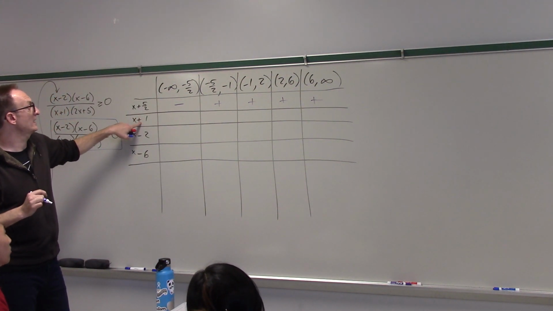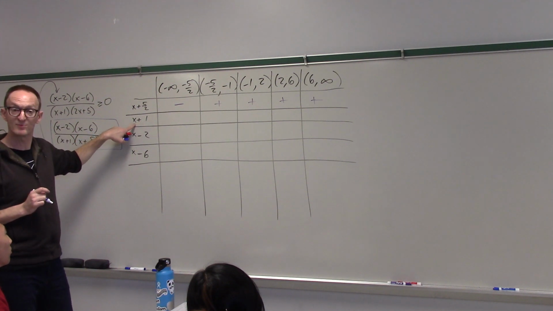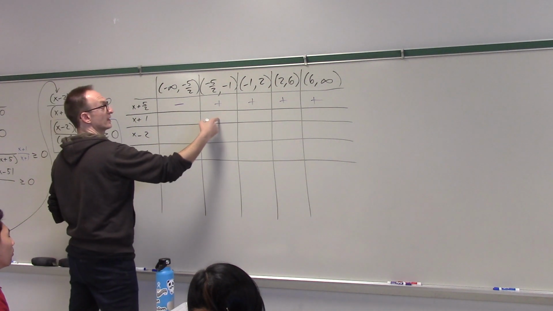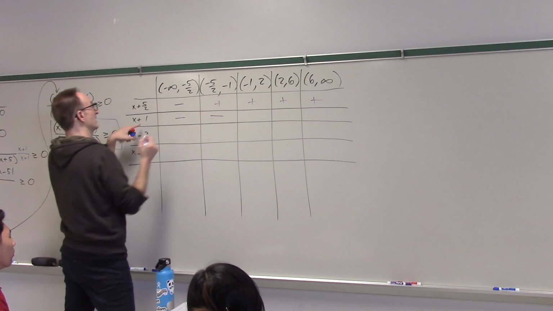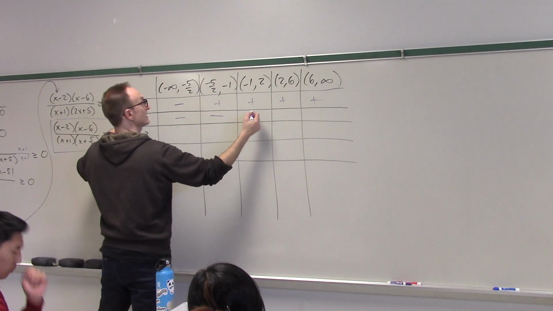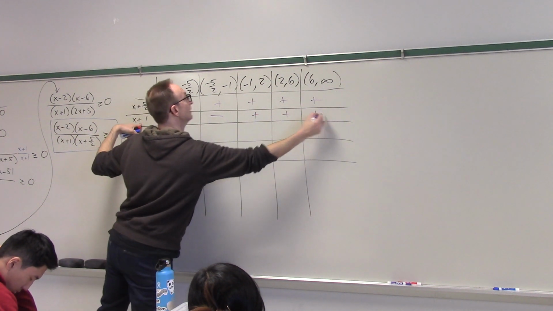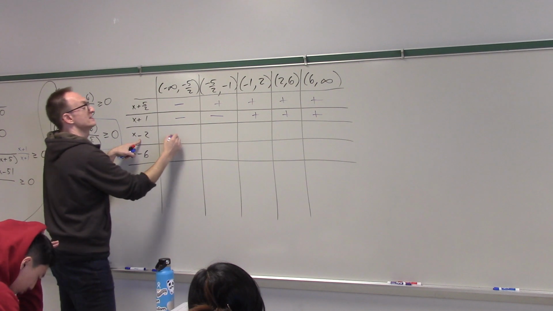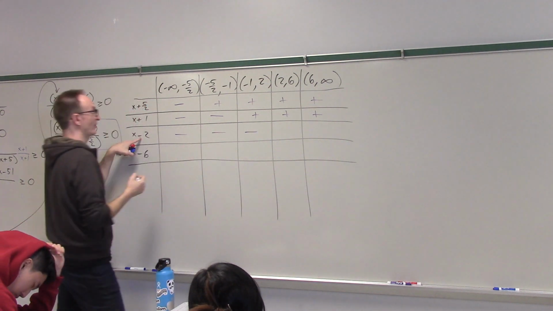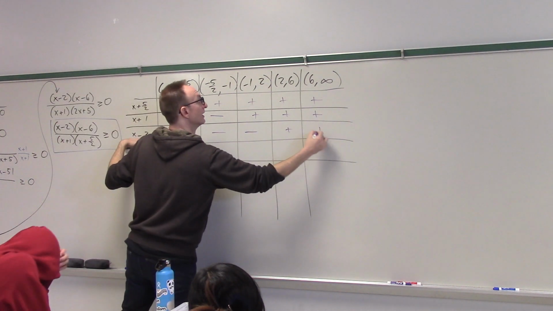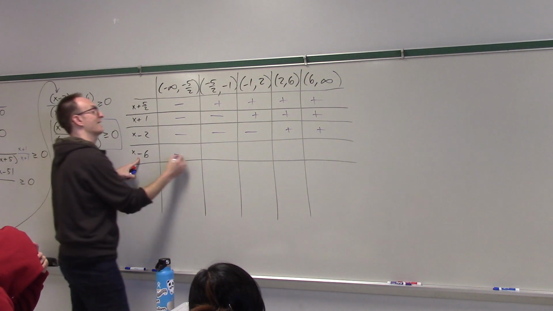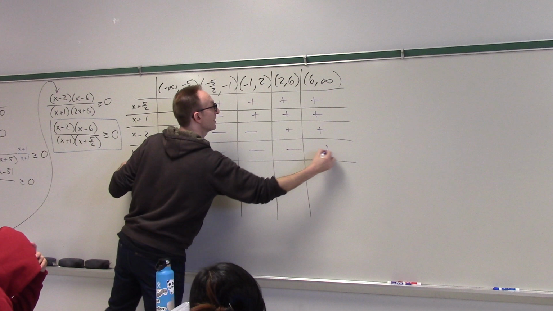Well, x plus 1 is usually positive unless x is a small number, and small in this case means less than negative 1. So this one is going to be negative until x hits negative 1, then subsequently positive. X minus 2 is going to be negative until we get to 2, and then for any number bigger than 2 it's going to be positive. And x minus 6 will be negative until we hit 6, then positive.